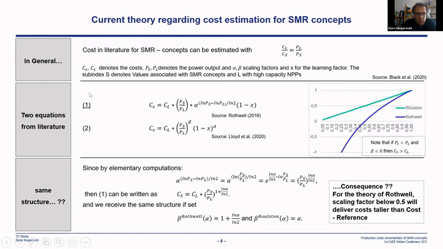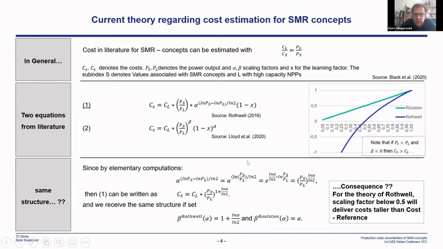Going further, we found two literature streams. One was described by Roswell; that's equation one. We found a second, described by Rulston, Lloyd, and others in 2020; that's the second one. With both equations, the question was: how is the structure? Is the structure the same? With some elementary computation, you will find out it's nearly the same structure.